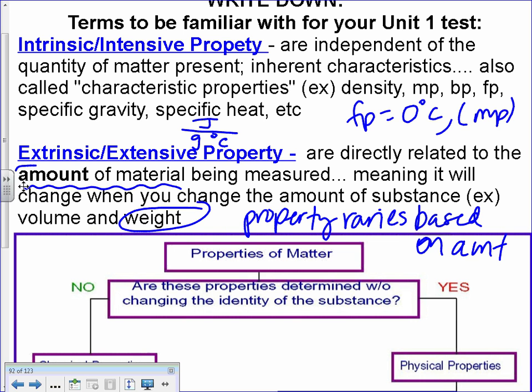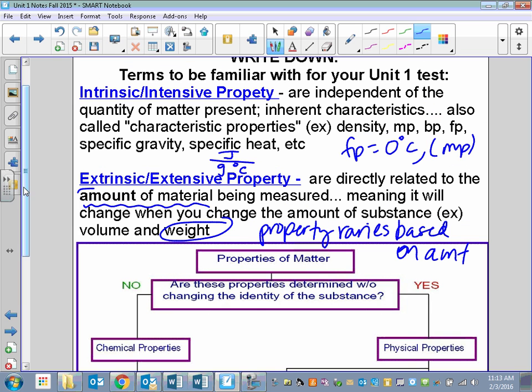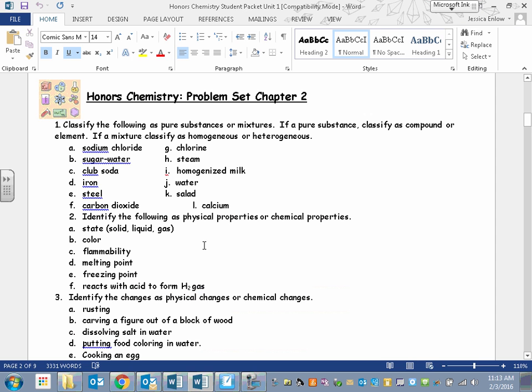Okay. So let's talk about problem set 2 real fast. If you have a separate color, pull out a separate color. Let's talk about these, and then we're going to be done, and we'll move on to notes, and then we will move on to our lab.